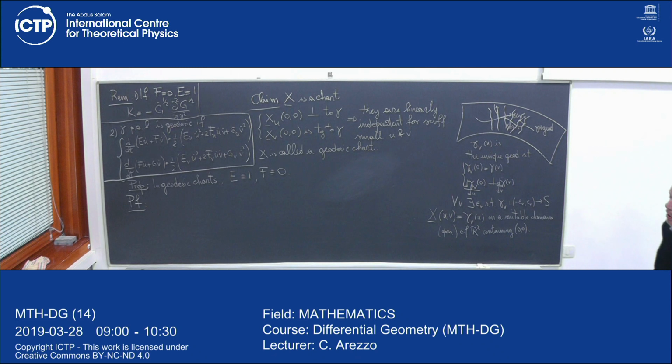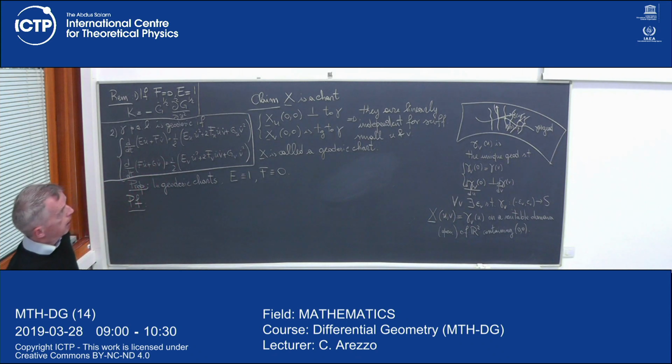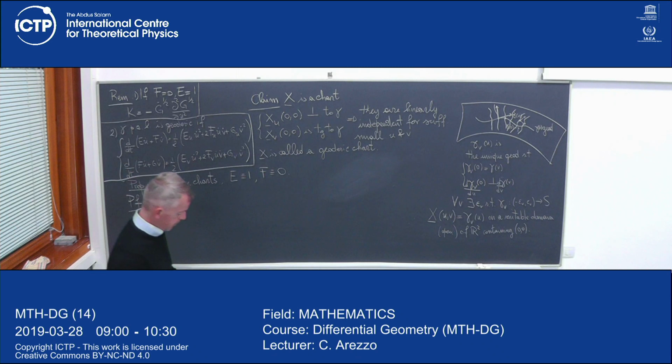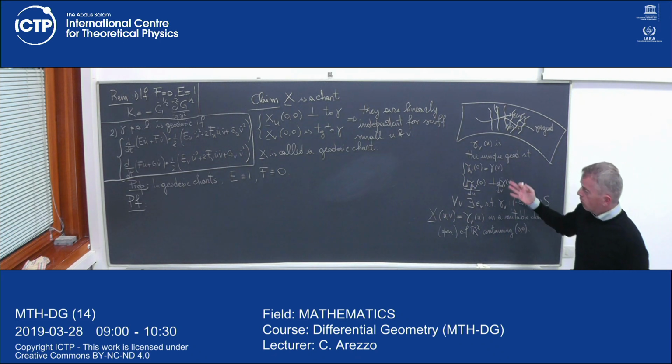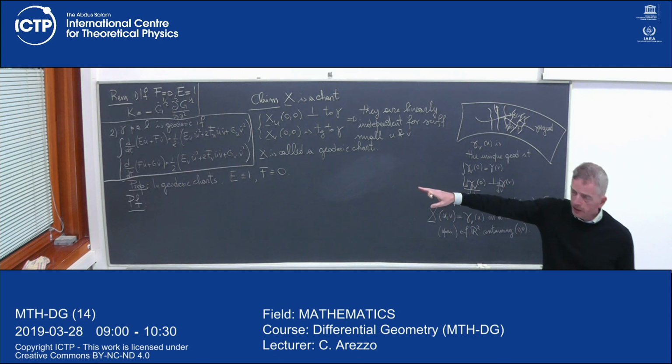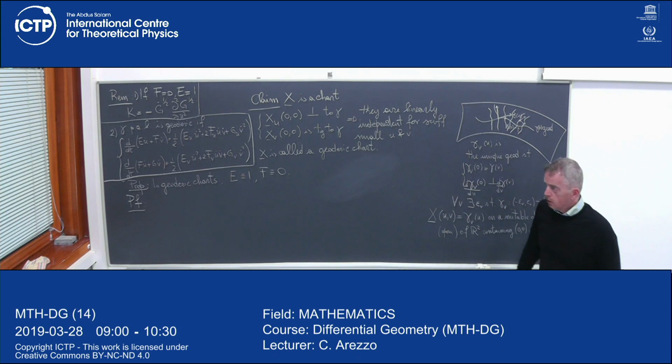Okay, so what do we have? Let's look at the moment for E. Of course, the claims are E is equal to 1, F equal to 0 everywhere. Okay? So that's the delicacy of the proposition.